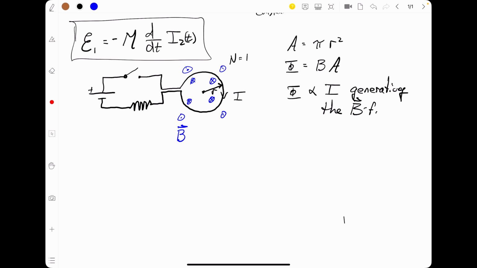Because how do you generate a B field? You have to have moving charges. It's the only way. Moving charges generate your B fields, and this is how that happens.